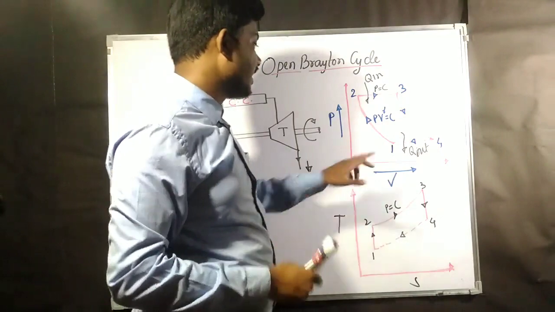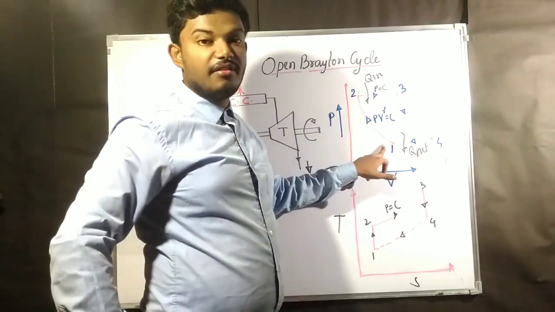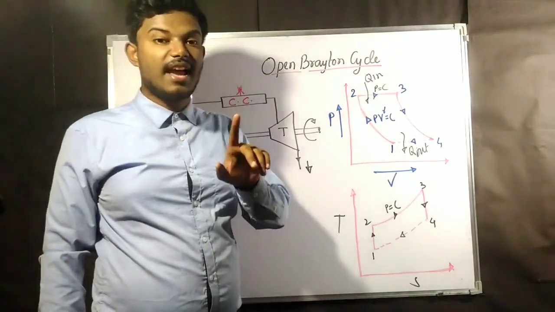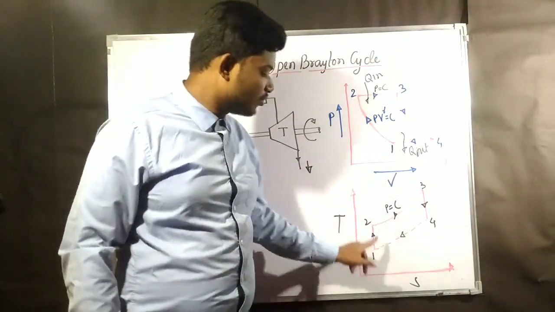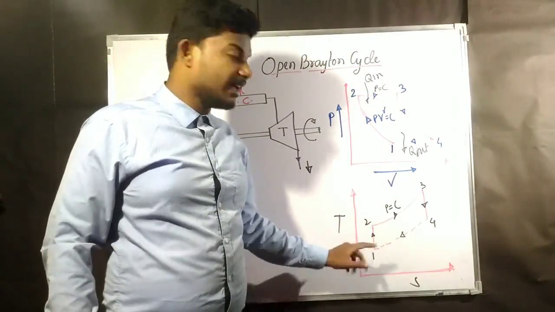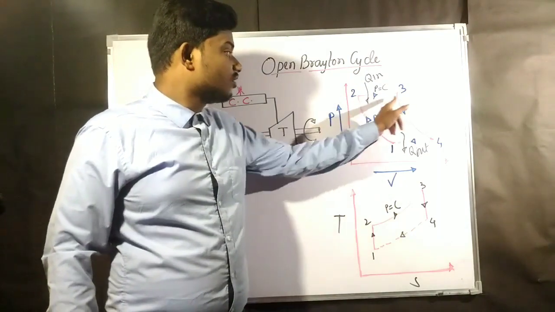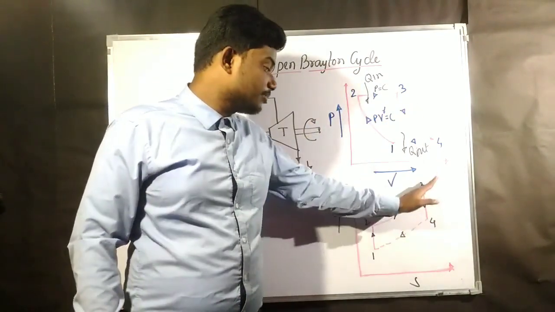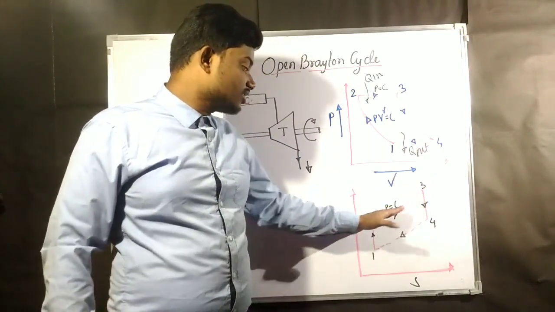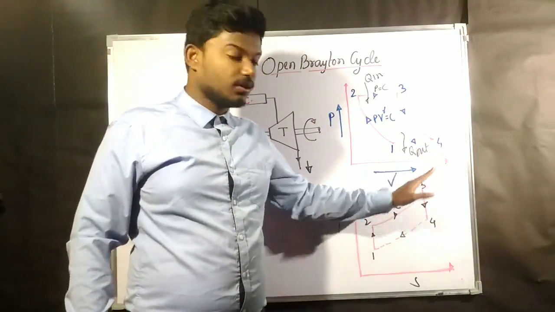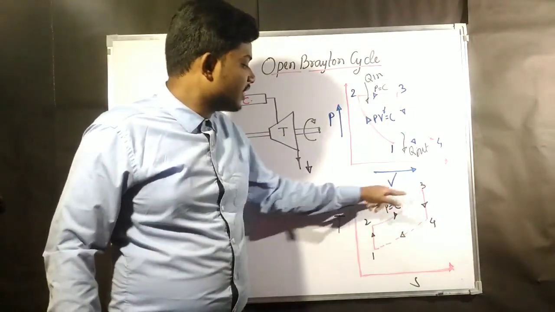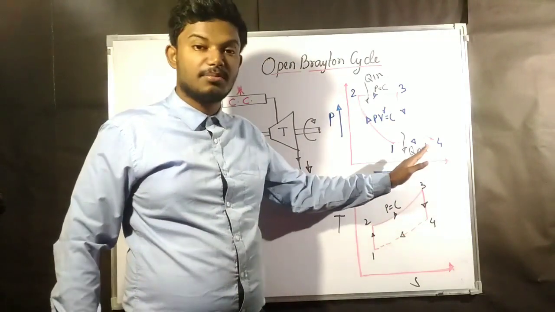The first process is what? Reversible adiabatic. Now we have already seen that a reversible adiabatic process is always isentropic. So in the temperature entropy diagram, from 1 to 2 the process is going to be isentropic. From 2 to 3 it is constant pressure, and we have also seen that the constant pressure line goes like this in the TS diagram. The temperature is also going to get increased, and this is the constant pressure line.